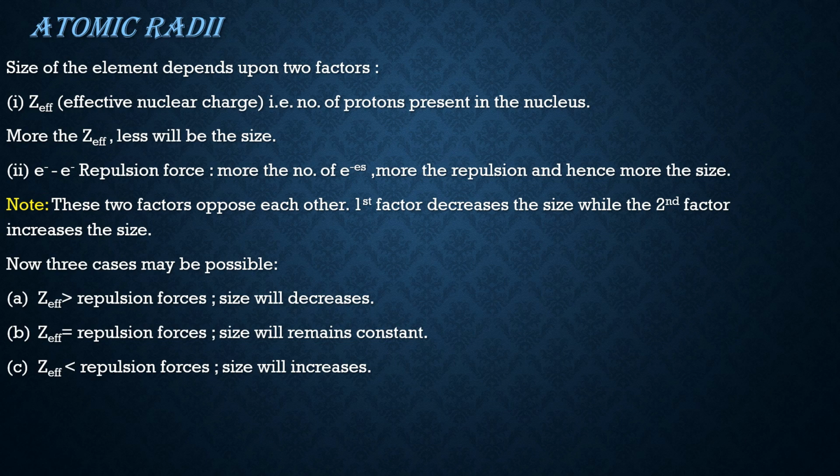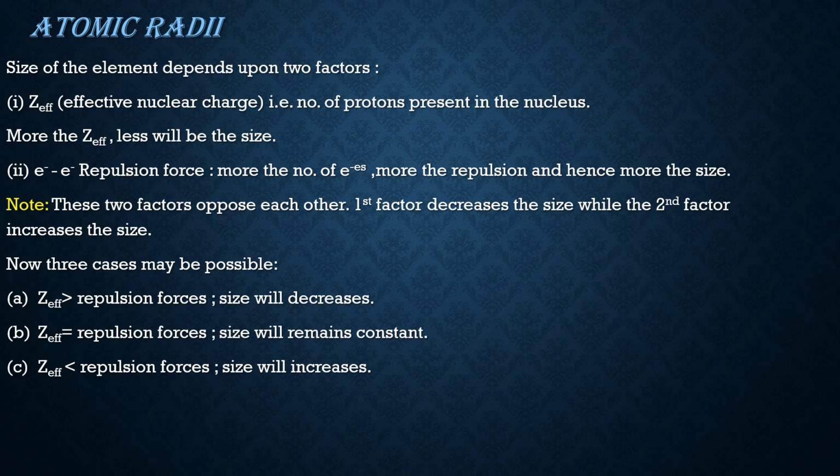Now the second factor which affects the size is electron repulsion force. Now as the number of electrons in the outer shells increases, the electron repulsion forces also increase, which results in the increase in size. So we can say that these two factors, that is Z effective and the electron repulsion, actually oppose each other. Z effective decreases the size of the element and the electron repulsion increases the size of the element. Now three cases may be possible.